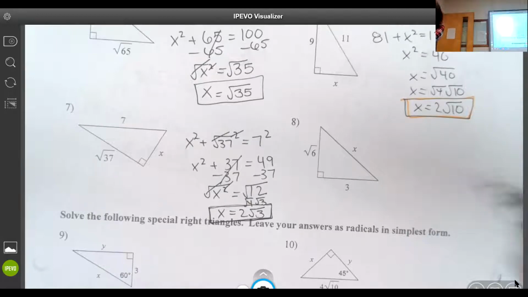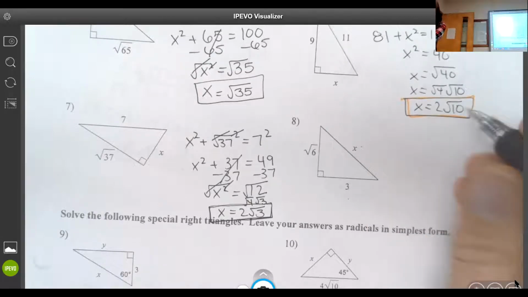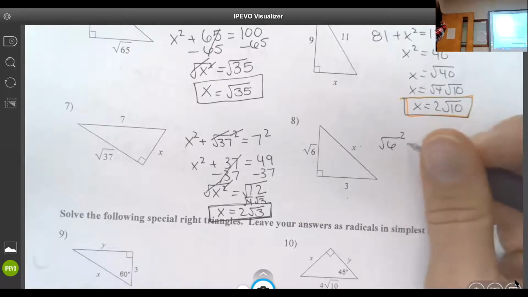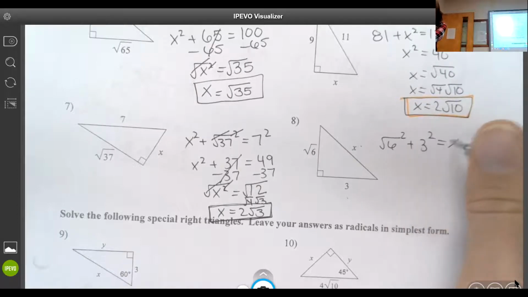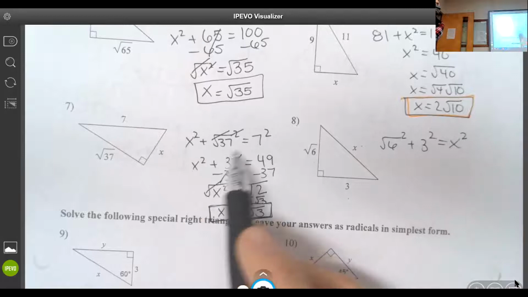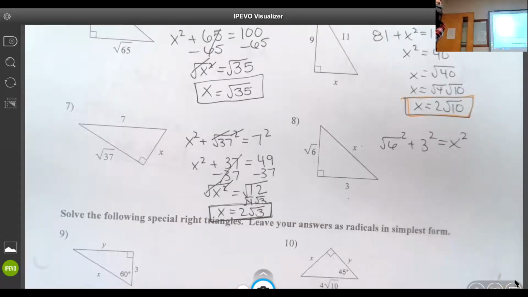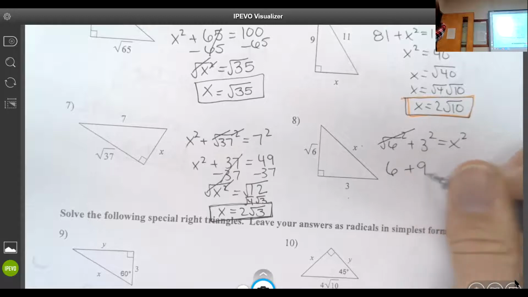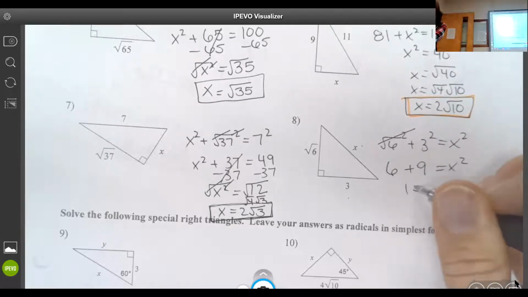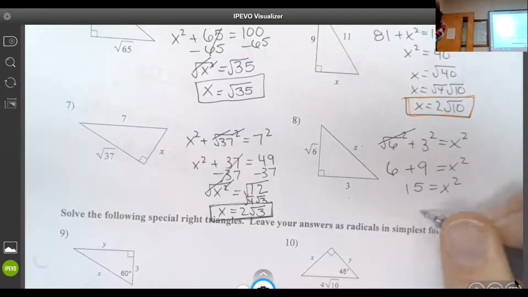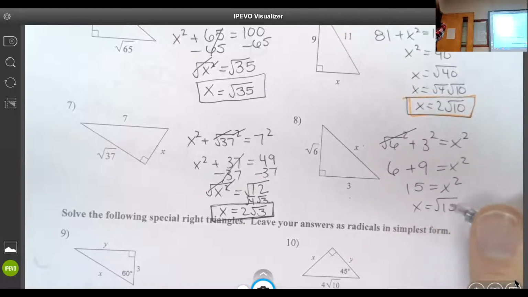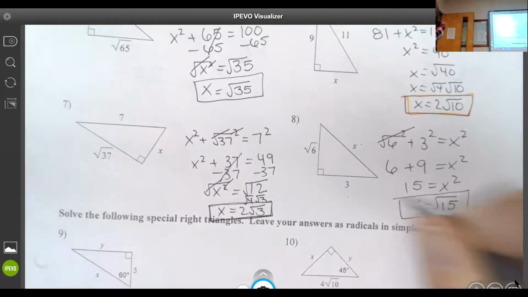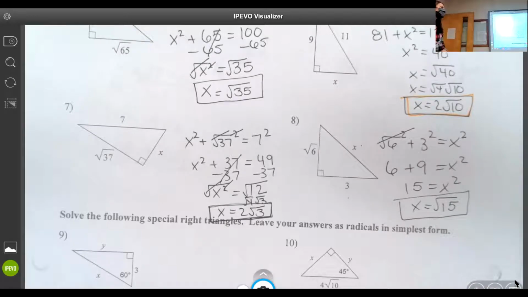On 8, we're given both the legs and not the hypotenuse, so I'll have 6 squared plus 3 squared equals x squared. So where x ends up in this Pythagorean theorem just depends on which piece is missing. These are inverses, so it's just 6 plus 9, which is 15. X equals the square root of 15 can't be simplified. 15 is 5 times 3. Neither of those are perfect squares, so just leave it as the square root of 15.